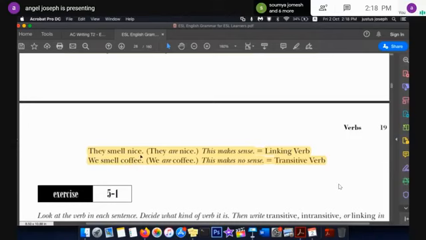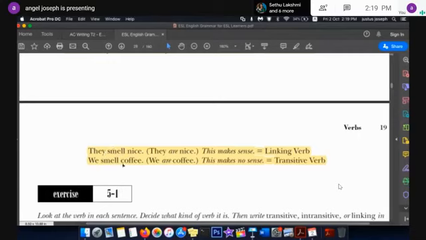"They smell nice." Can I substitute "They is nice"? No, they would be plural, so "They are nice." Yes, "They are nice" makes perfect sense. So here smell is used as a linking verb.